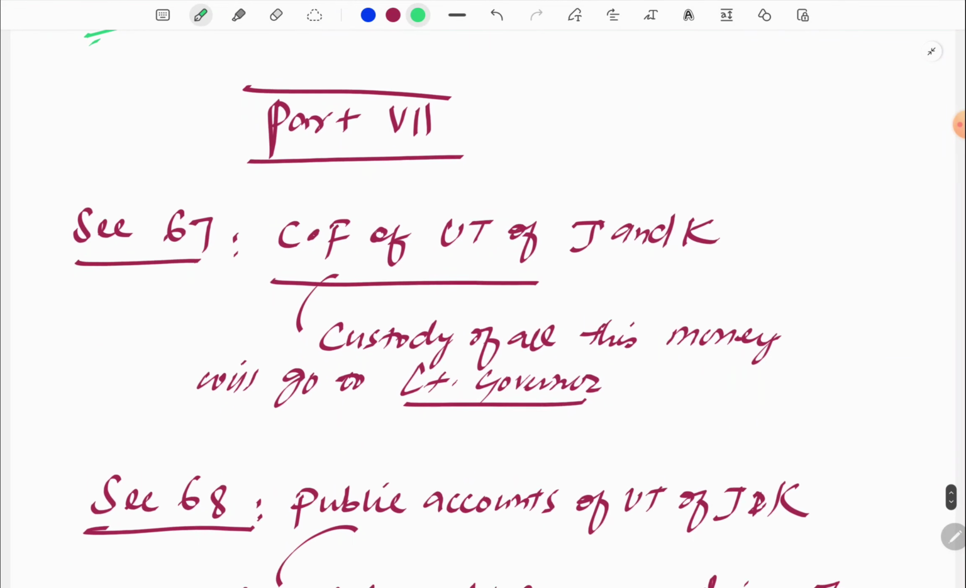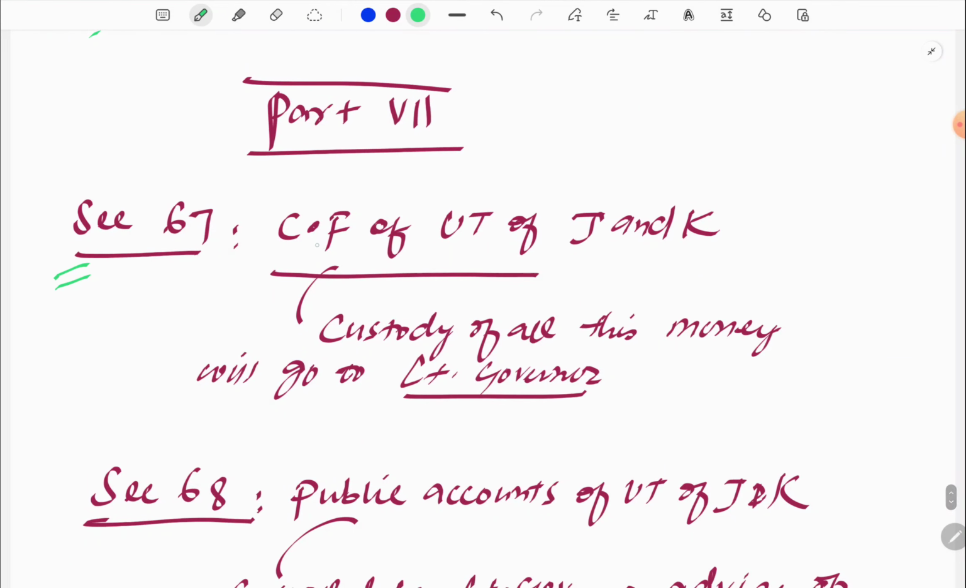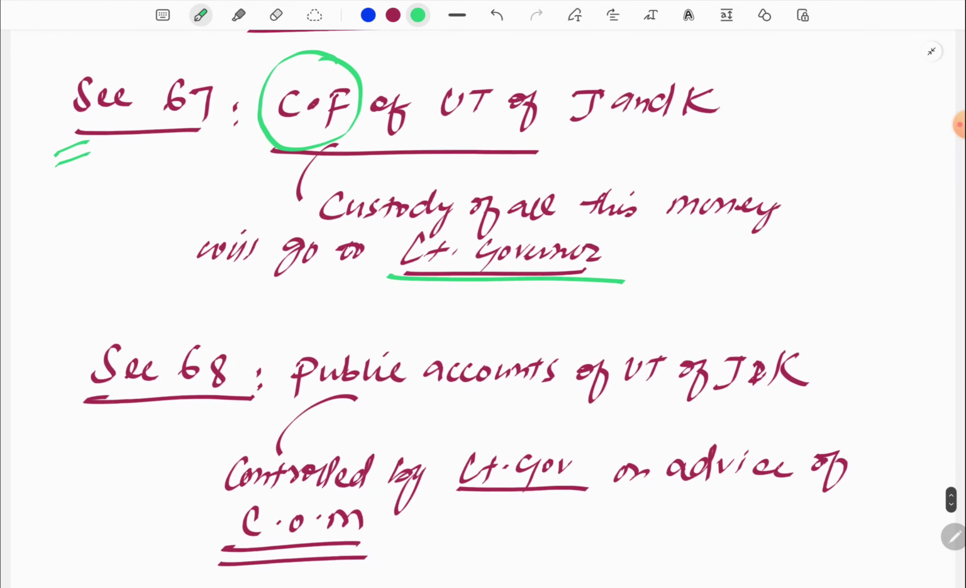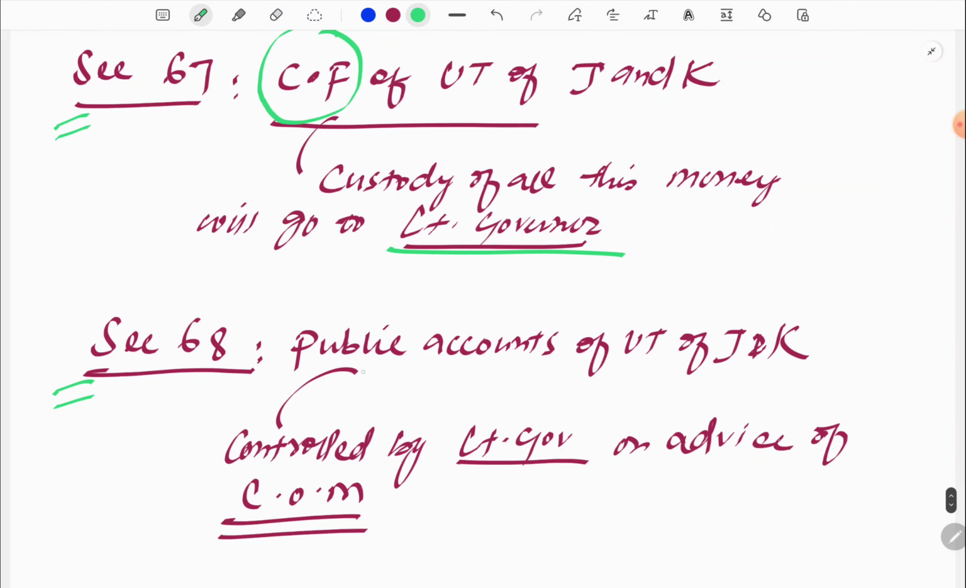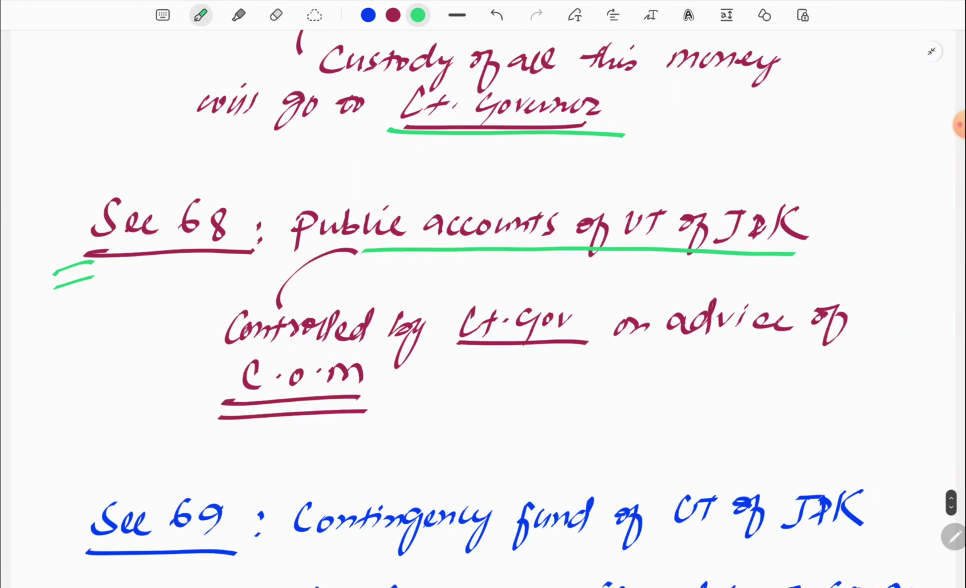Now part 7th. Part 7th has section 67, which says that the Consolidated Fund of the Union Territory of Jammu and Kashmir, its custody and all the money affairs and transactions done through the Consolidated Fund of the UT of J&K, will be dealt with by the Lieutenant Governor. As I already told you, if you have watched my previous videos, you will be aware of some of these statements. So this is section 67. Section 68 says that the public accounts of the UT of J&K will again be controlled by the Lieutenant Governor with the aid and advice of the Council of Ministers.